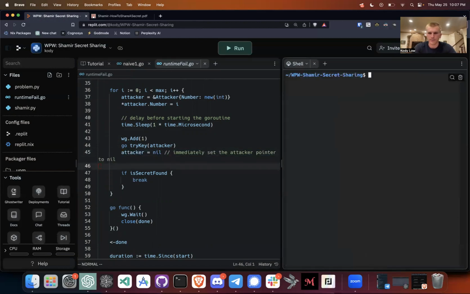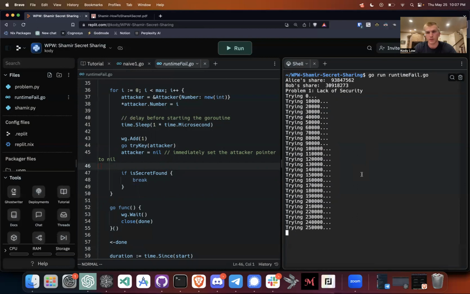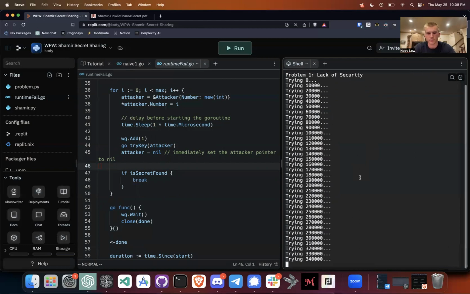So if I go over here and do the same thing, I do go run runtime fail.go, right? So it's looking for this thing, and it just kind of looks like it's going slow. The reason why it's doing this is because the threads are erroring out, but it's not trickling this back up. And so this is a security concern that's not going to show up until runtime, and it's not something you'd probably catch. This is why Rust won't even compile if you have an error like this. And so that's the issue.